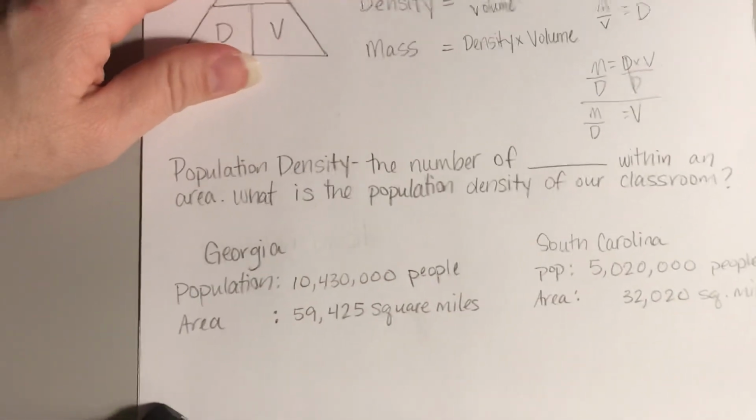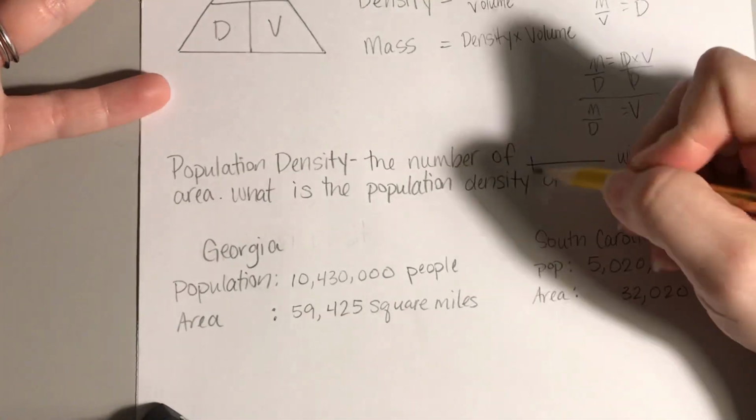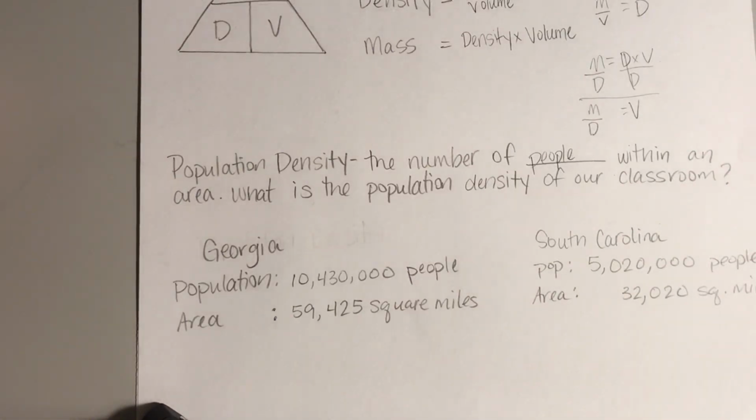So hopefully that's familiar to you guys. All right, something else to think about with density, a really practical application, is population density. That would be the number of people within an area. If we were talking about the population density of our classroom, what would that be? On average, we have maybe 25 students in class, so the population density of our room would be 25 per portable.